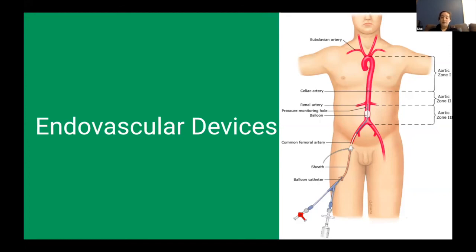Zone 2 is a 3-centimeter area of the aorta distal to the celiac trunk and proximal to the last renal artery. And zone 3 represents the aorta distal to the renal arteries and extends to the bifurcation of the common iliacs. We generally want to avoid zone 2 due to the possibility of not occluding the vessel of interest, and it also holds really no advantage over just going into zone 1.